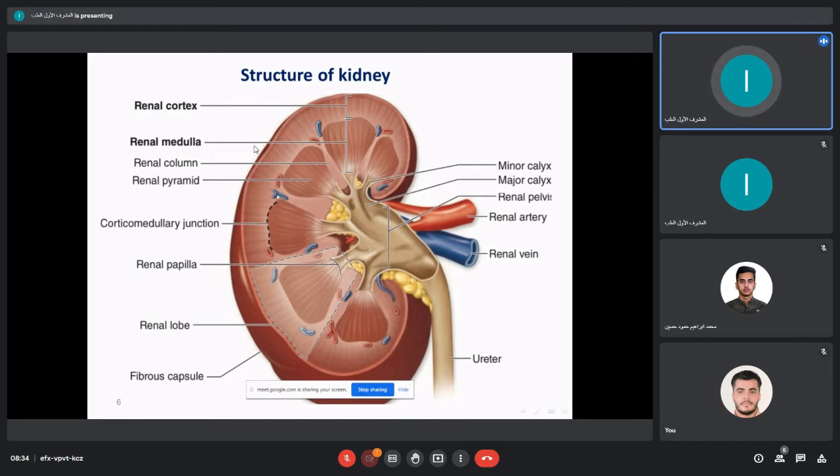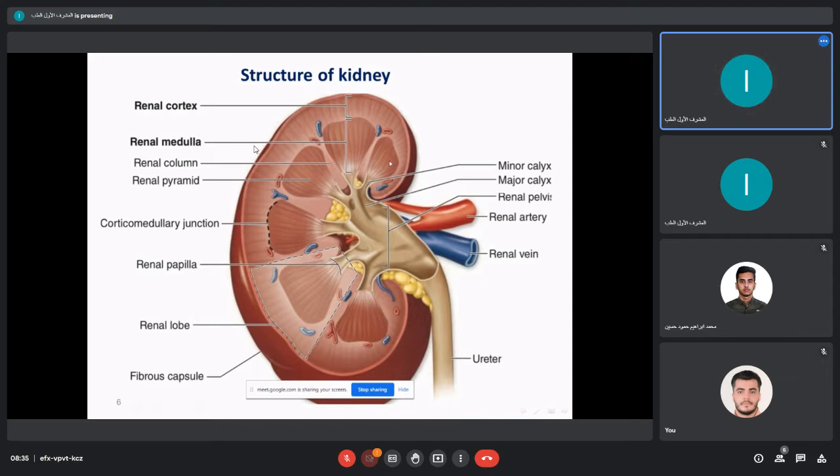This is the renal hilum, and this part is called the renal parenchyma, which is divided into 2 parts. The most superficial part here is called the cortex, and the deeper part is called the medulla. The cortex here is a darker staining area and contains the site of the functional unit of the kidney, which is the nephron.